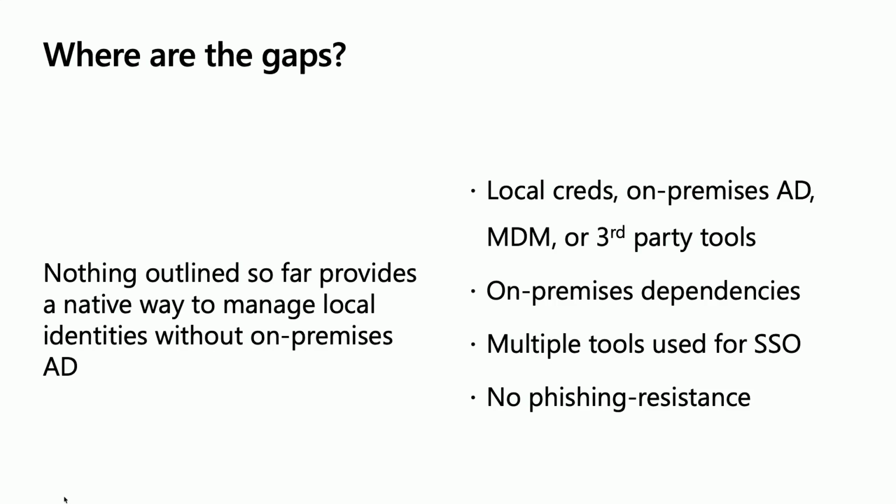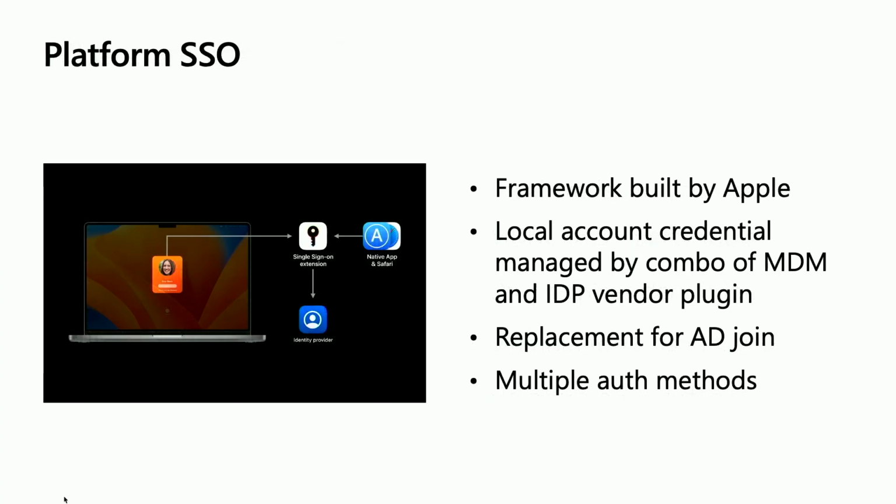And finally, we're very concerned about phishing resistance. Phishing is a pretty big problem in a lot of cloud ecosystems. And so we want to make sure that whatever we're building for the future can help improve the security posture of those customers who are using our platform. So Platform SSO is our strategy for this on macOS for solving some of these problems.